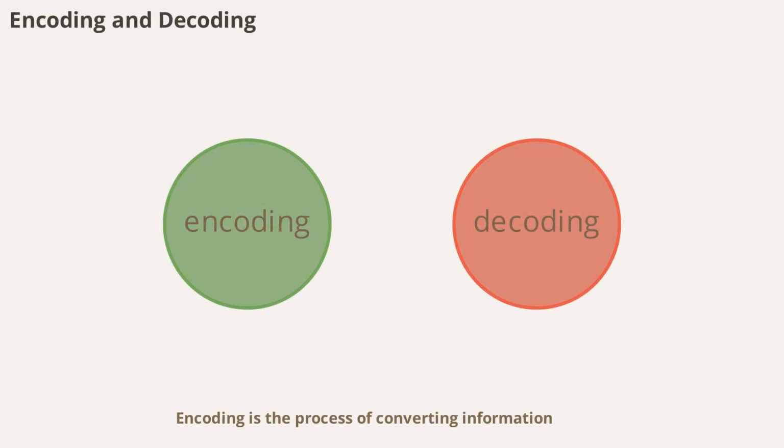Encoding is the process of converting information into a signal that can be transmitted, while decoding is the reverse process at the receiver's end. These steps are essential for ensuring that the message remains intact and understandable throughout its journey. Effective encoding and decoding techniques help protect against errors and loss of information.